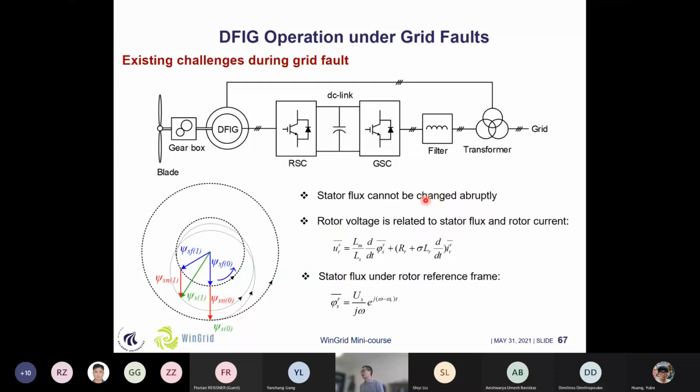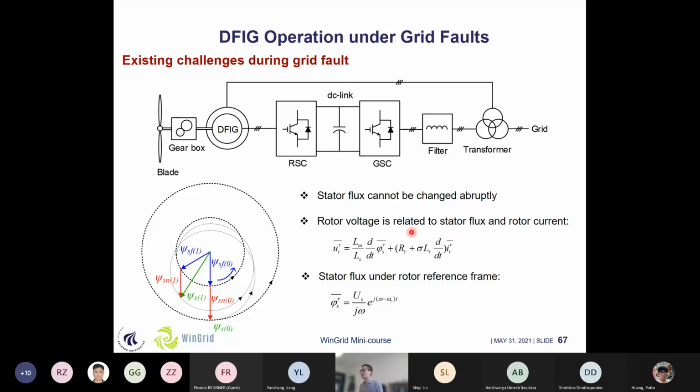Now we can first take a look at how this DFIG will react in case of the grid faults. The challenge for this DFIG to ride through the fault operation is that, as we mentioned before, since the stator of this DFIG is directly connected to the power grid, when the grid fault happens, the stator flux cannot be changed immediately. Here, let's take a look at the deduction of this rotor voltage.